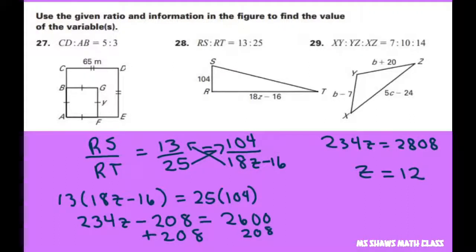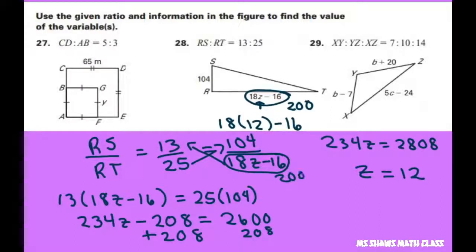So plug in Z here, and we can find that ratio because we need to find RT. So RT is going to be 18 times 12 minus 16. That gives you 200. So this length here is 200. So you would write this as 200 once you solve for Z.